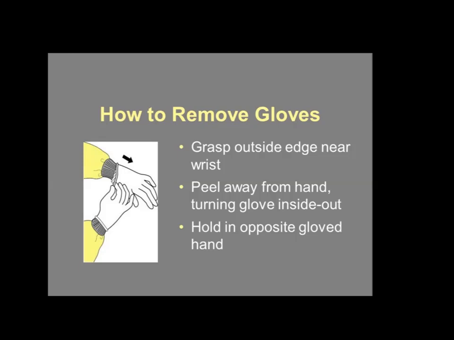Use one gloved hand. Grasp the outside of the opposite glove near the wrist. Pull and peel the glove away from the hand. The glove should now be turned inside out, with the contaminated side now on the inside. Hold the removed glove in the opposite gloved hand. On the next slide, we will continue reviewing the process for removing gloves.